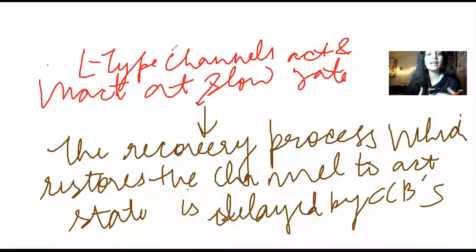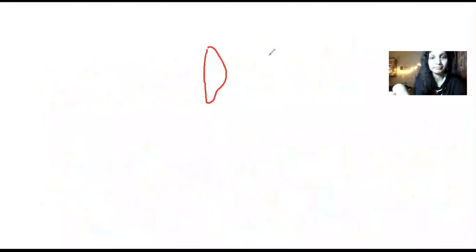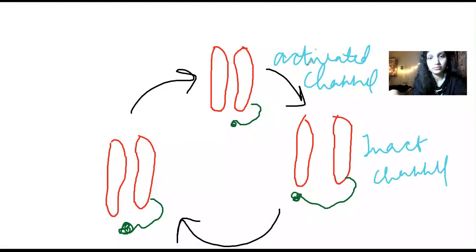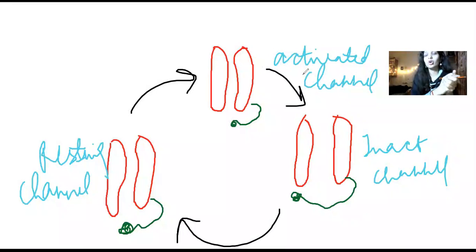So what happens here is the L-type channels activate and inactivate at a very slow rate, and the recovery process which restores the channel to the activatable state is delayed by CCBs. So we will understand this statement with a diagram. If we look at this diagram, there is an activated channel through which calcium enters inside, and then we have an inactivated channel. In between comes an intermediate, that is the resting channel.